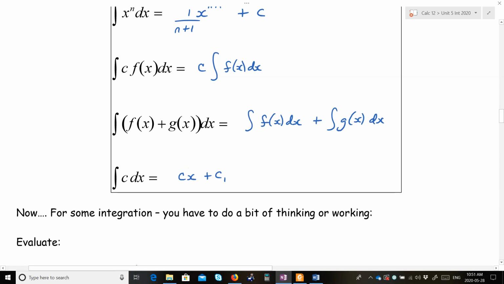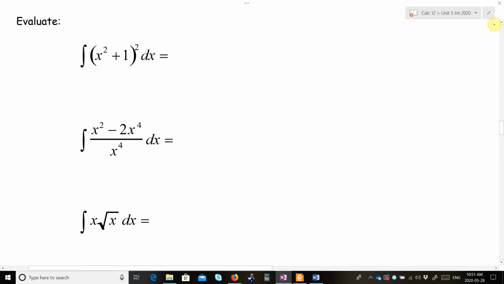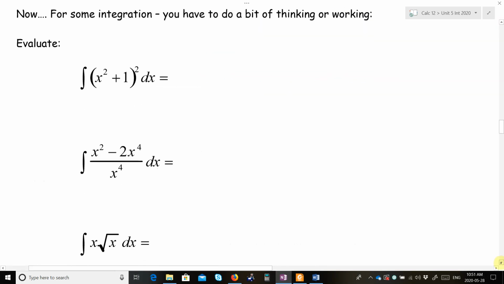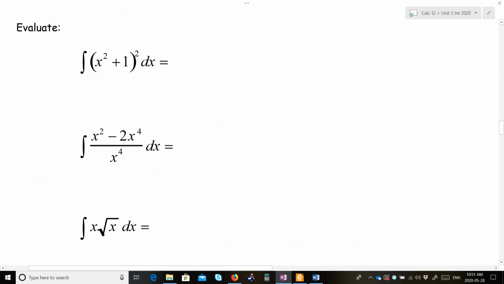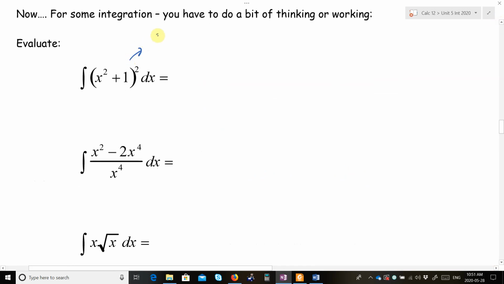Now, for some integration, you have to do a bit of thinking or working. So, evaluate something like this: the integral of x squared plus 1, all squared. Remember what this means. It is x squared plus 1 times x squared plus 1.